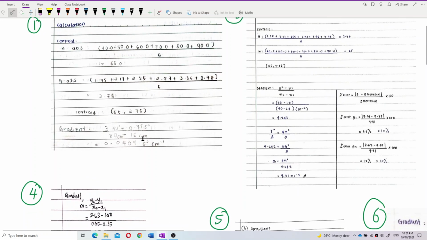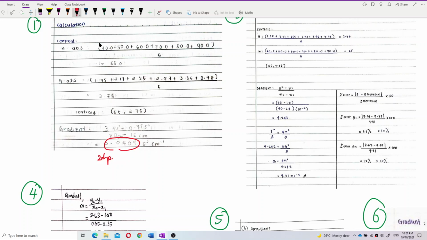Yeah, this one, the gradient. Look at the gradient. What is the mistake? It's not 2 decimal place. So you must have 2 decimal places, must be 2 decimal place. So you must write 0.